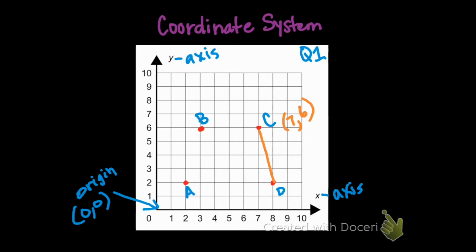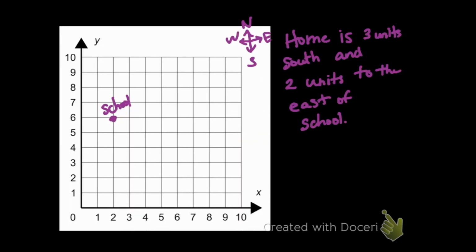Let's take a look at a second type of question. The second type of question you may find is a distance, or finding the distance between two locations. In this case, we have a school that is already plotted on the grid. And I want to take what I know about the school and figure out where my home is. So the directions say the home is 3 units south, which is going down vertically, and then 2 units east of the school. So I'm going to follow the directions in order to figure out where home is.